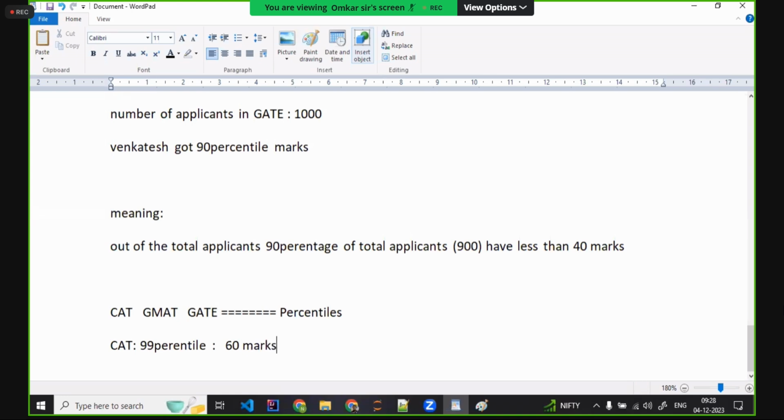What is the meaning of that? 99% of people scored less than 60 marks. That's why his percentile is very high, but his marks are very low. Everyone understood? Can you please confirm in the chat? All these exams, CAT, GMAT, GATE, are in the form of percentiles, and everyone is in normal distributions.